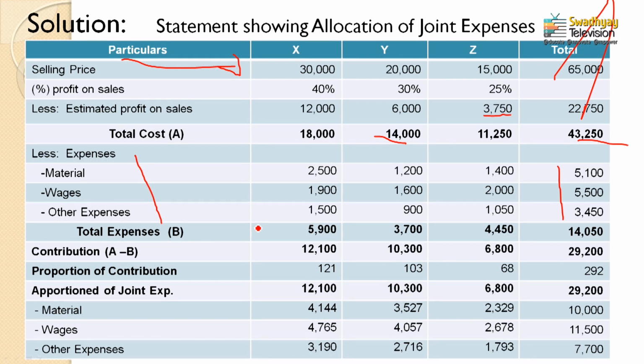In a vertical total you will get the total of material expenditures, wages expenditures and other expenditures. When you make a total in a horizontal way, you will get the total of the expenditures incurred for product X, product Y and product Z. The total expenditures for X is 5,900 rupees. So this is the expense for product X. It is clearly mentioned in the question. 3,700 rupees expenses for Y, material, wages and other expenses, and 4,450 rupees expenditures incurred for product Z.